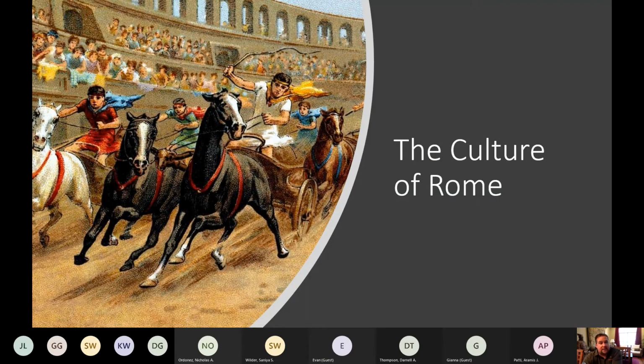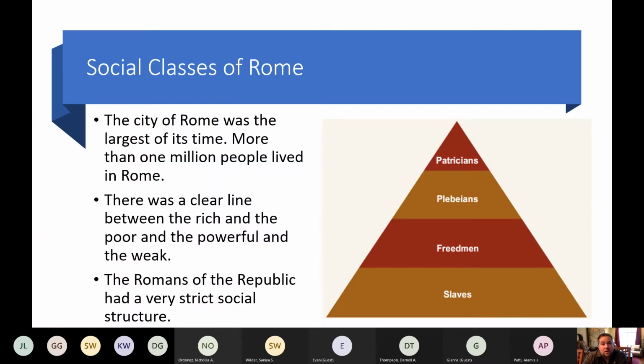All right, so now we're going to move to the last section that we're going to talk about today, and that's the culture of Rome, especially the early days. Okay, so the culture of Rome when it was a republic. So there's really four social classes in Rome. The city of Rome was the largest city of its time. More than 1 million people lived in Rome, and that was huge. I think it's almost 1,000 years, maybe even more, until another city reaches a population of 1 million, and that's London. But there was a clear line between the rich and the poor, and the powerful and the weak in the Republic.